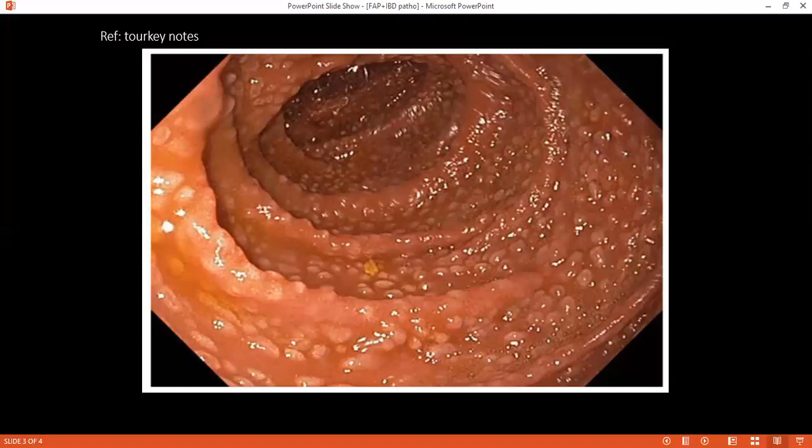Again, nodes are divided into N1A, that is one regional lymph node, and N1B is 2 to 3 regional lymph nodes, and N2 is made up of multiple lymph nodes. And metastasis again, M0 and M1.